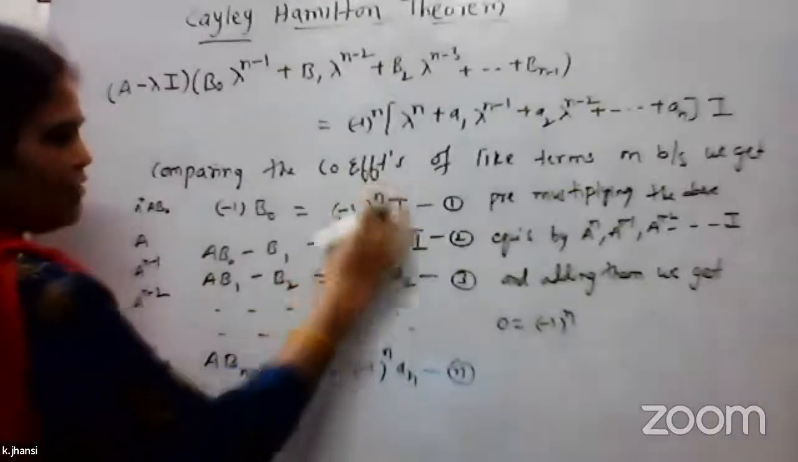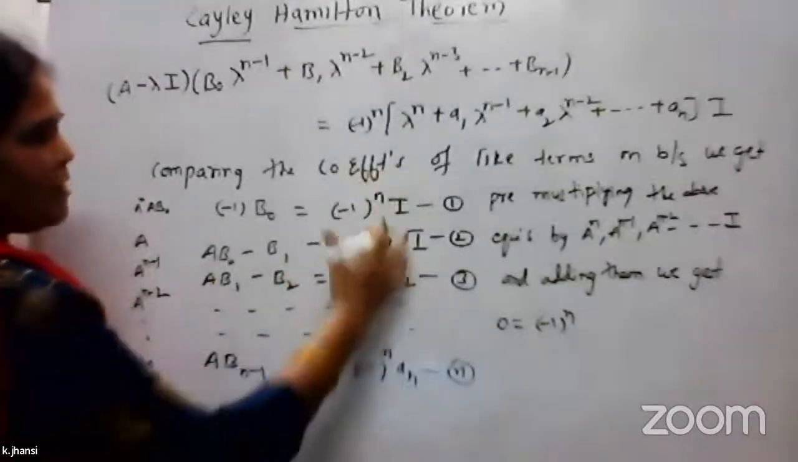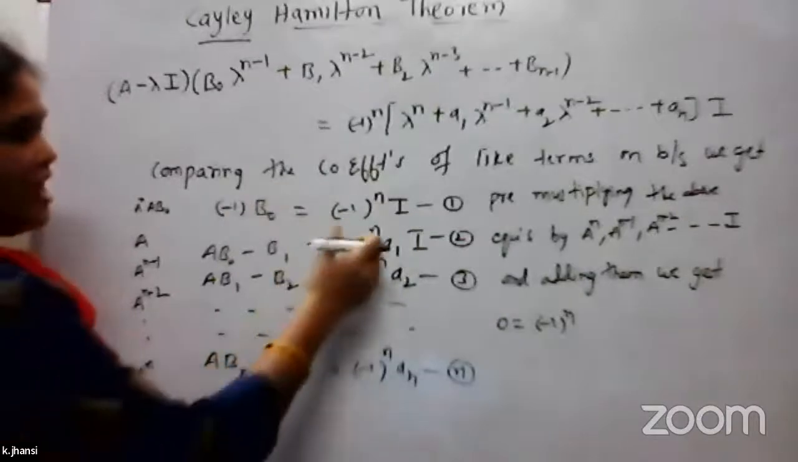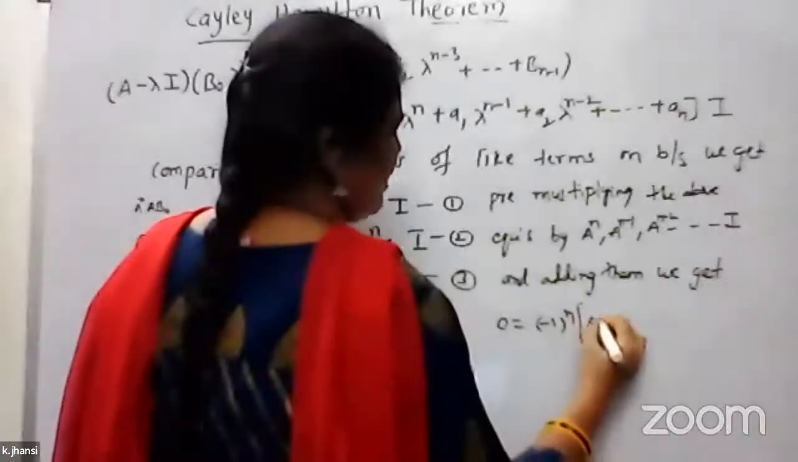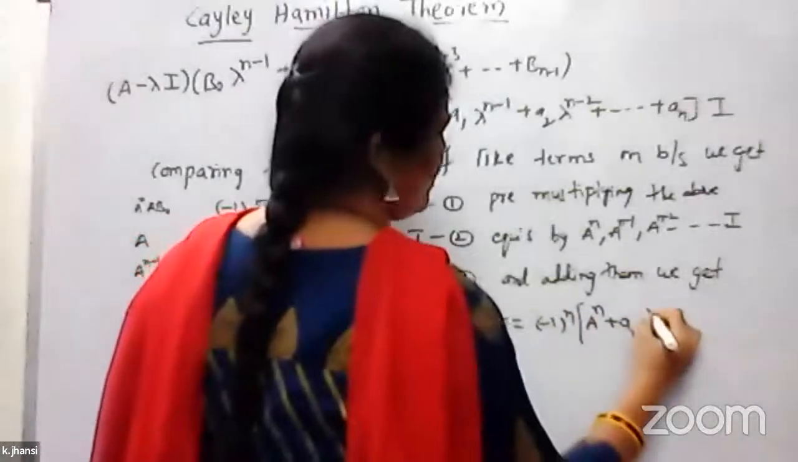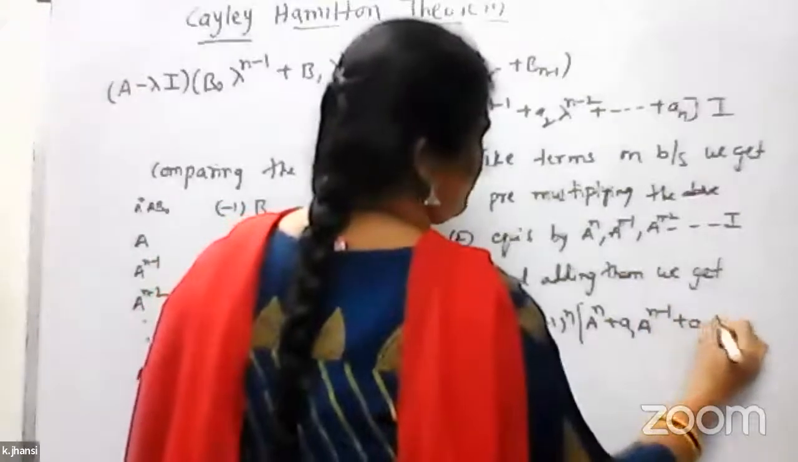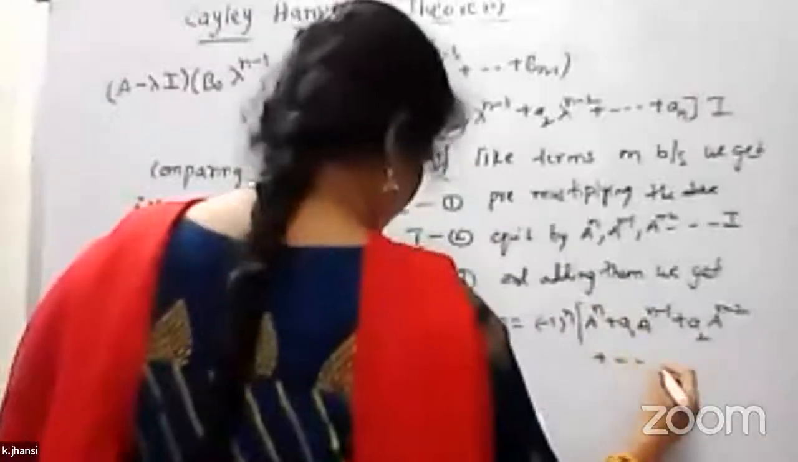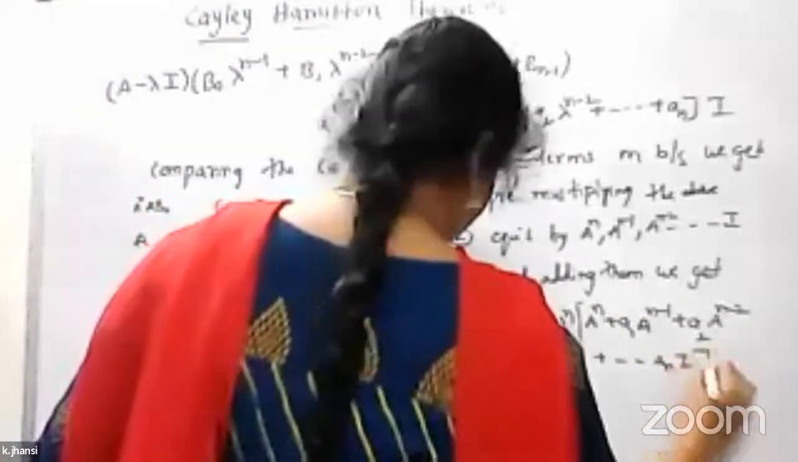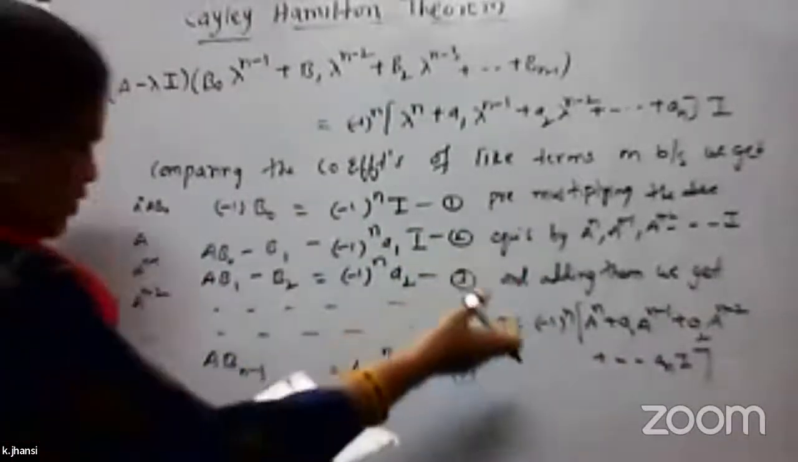So minus 1 to the power of n is common for all. If you take it out common, the first term will be a to the power of n. Next you will get a1 into a to the power of n minus 1, a2 into a to the power of n minus 2, and so on. The last will be a_n I. So when you take out the minus common, you will get a to the power of n plus a1 a to the power of n minus 1, and so on up to a_n I.